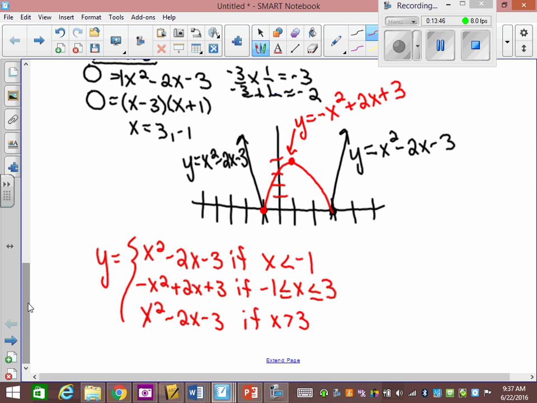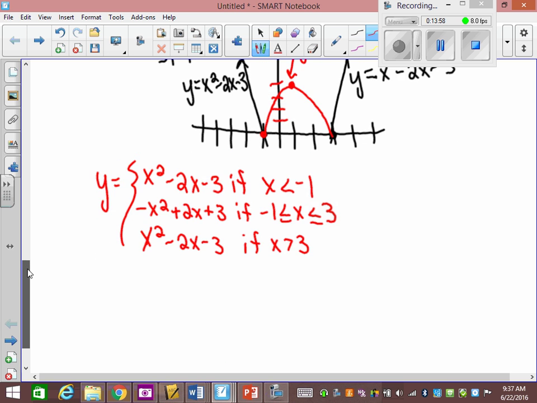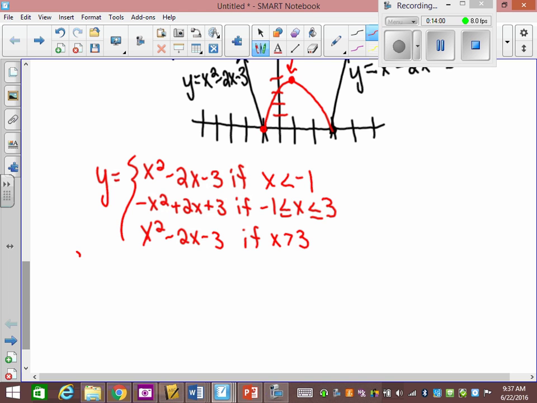A lot of people try doing it without finding the x-intercepts or graphing it. It's just not going to happen. It's a lot easier if you can let yourself see what it is. Okay? The last thing we did with absolutes was we did solving absolutes.